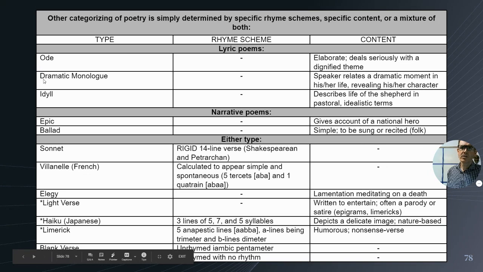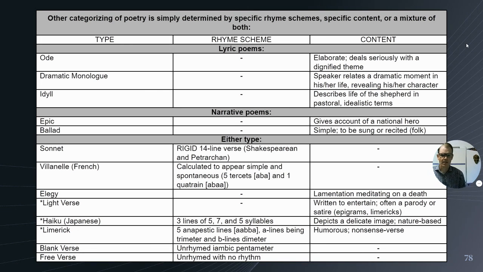So we have odes, dramatic monologues, and idylls. These are our lyric poems. Epics and ballads, these are narrative poems. And these can be either lyric or narrative: sonnets, villanelles, elegies, light verse, haiku, limerick, blank verse, and I've covered up the last one, free verse, yes. So these are all types of poetry.